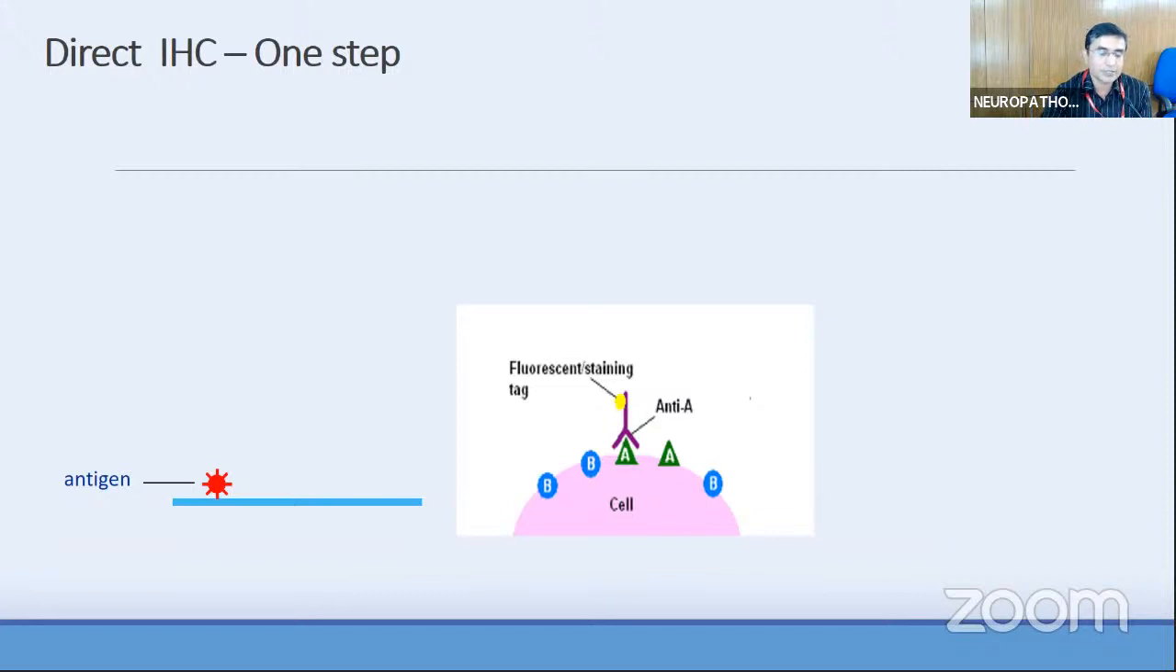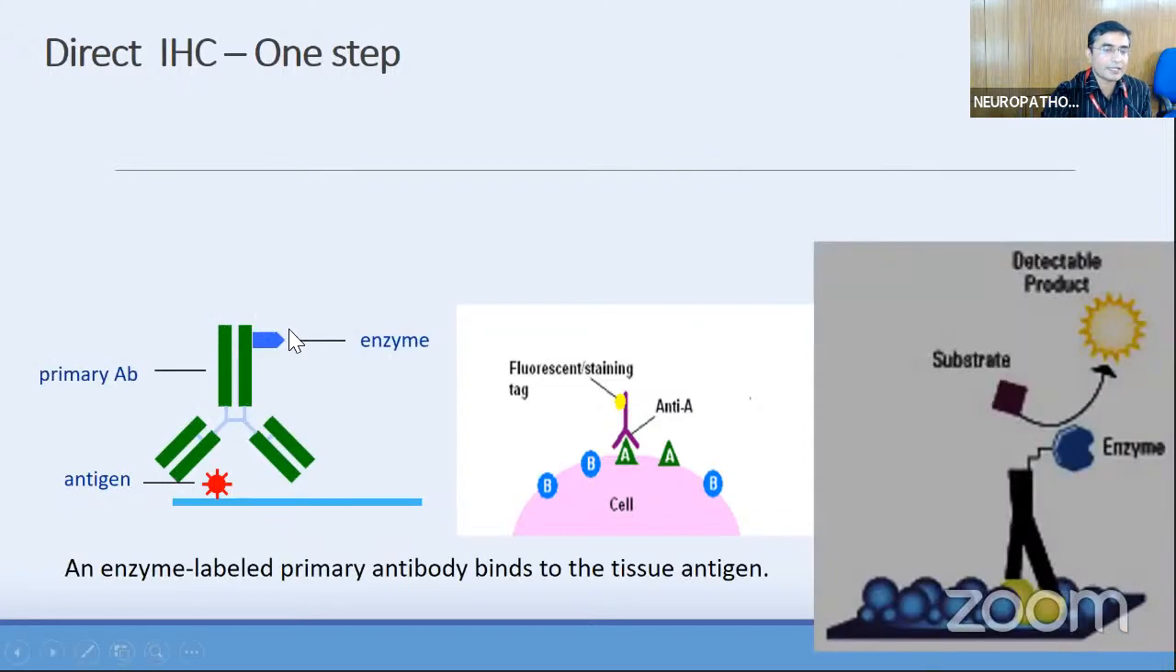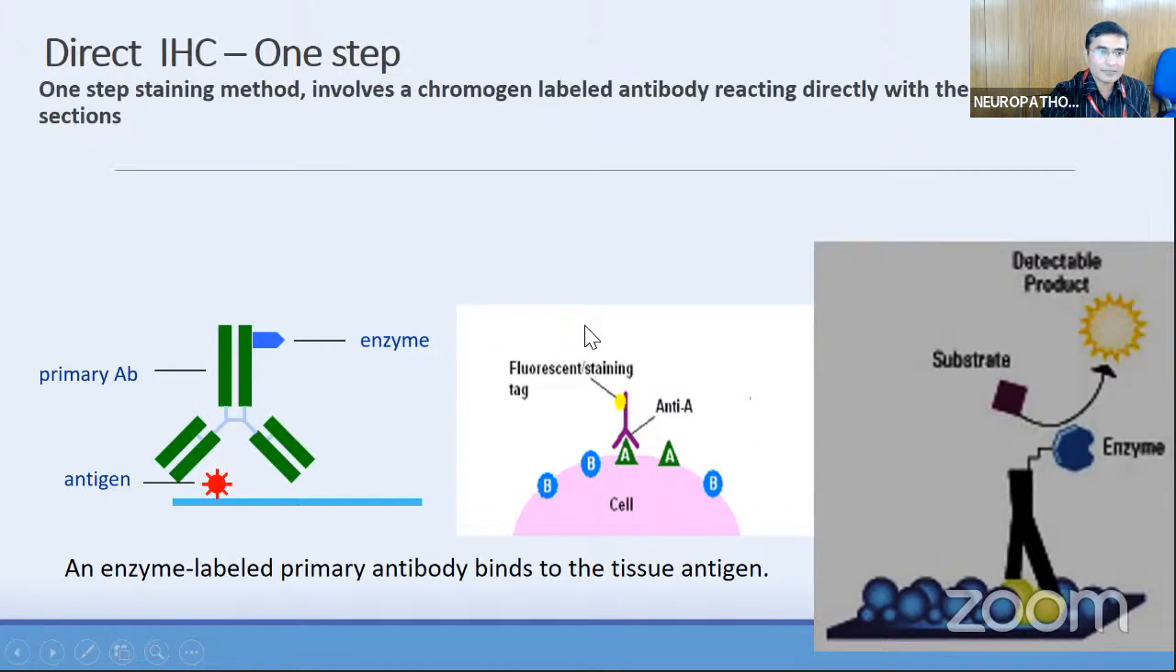So if you take up the first method, the simple principle of antigen-antibody reaction, the same thing applies to the procedure of IHC, where an antigen is present and you apply an antibody which is tagged with an enzyme. For this, you have to add a chromogen, whose end product is a colored product, which will be recognized on light microscopy. So this is a simple, direct, one-step method. This is the initial method of IHC which was followed, but it had a few disadvantages.